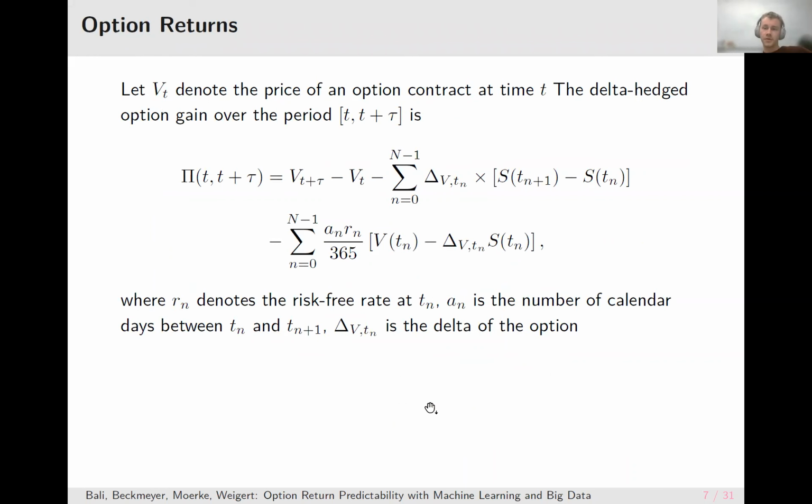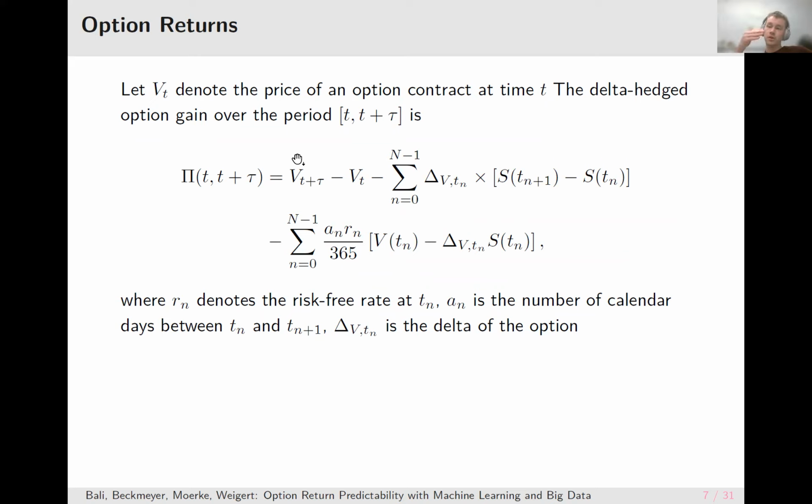The thing that we want to predict in the future is just the delta hedged option return. So assume that V denotes the price of our option contract i. Then we assume that we buy the option at time t, hold it until t+1, so for 1 month.